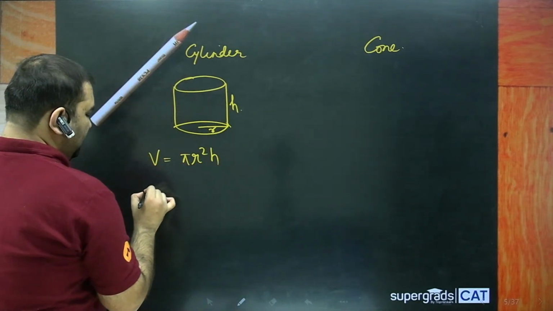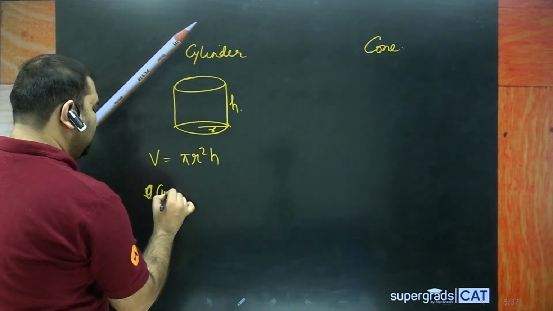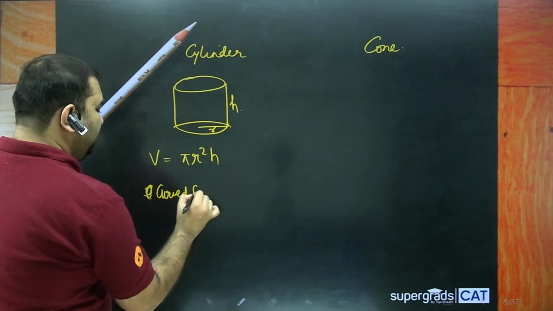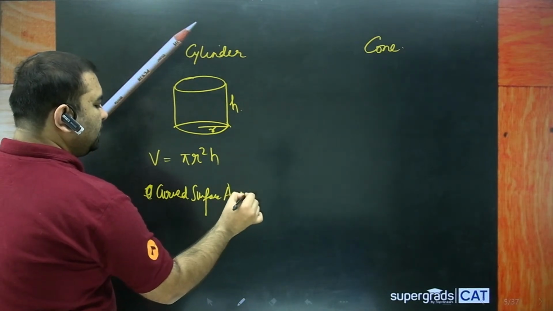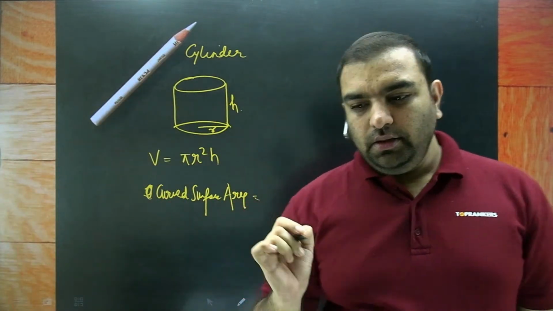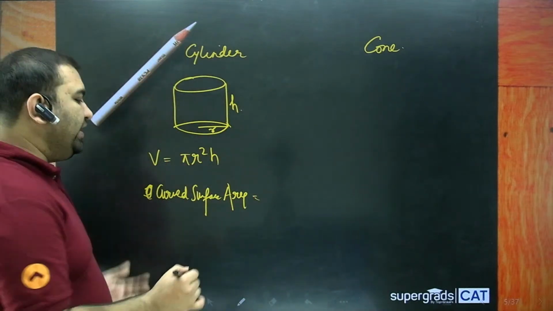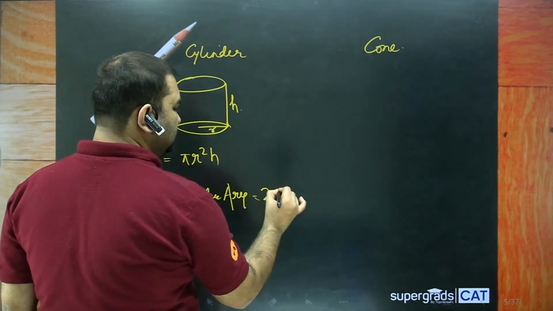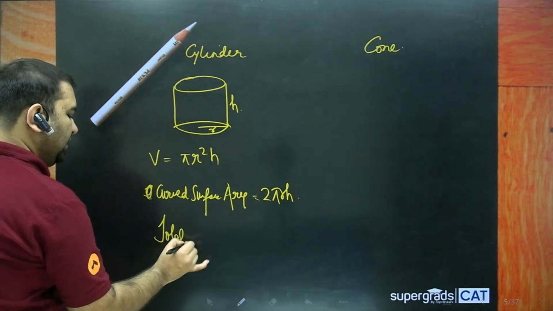Then comes the curved surface area first. Curved surface area is perimeter of the base into height. What is the perimeter of the base? 2 pi r. So 2 pi r into h, 2 pi r h. Total surface area.